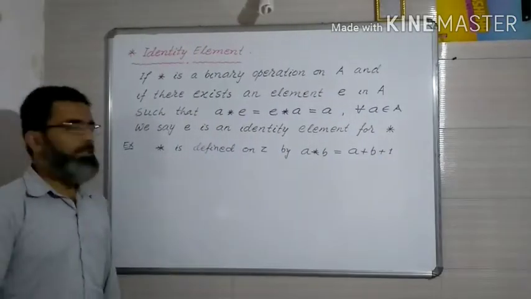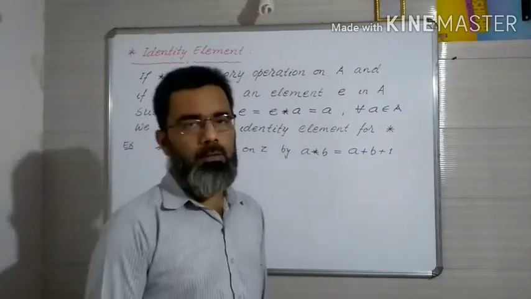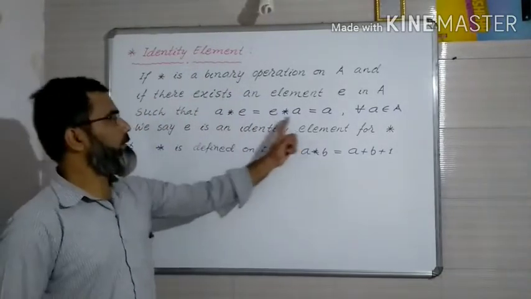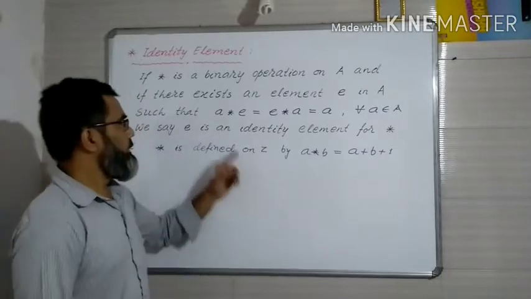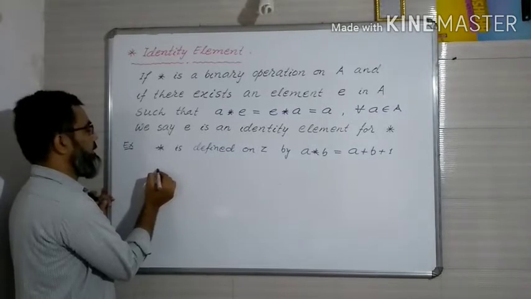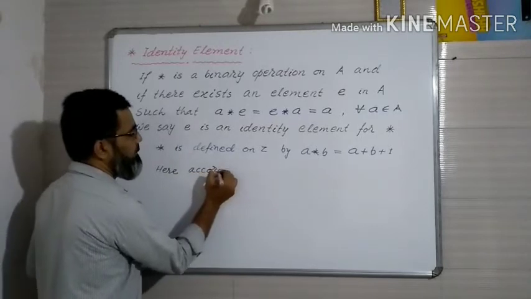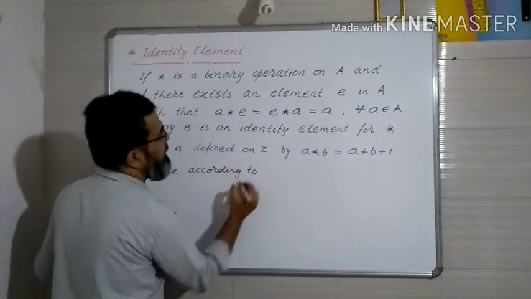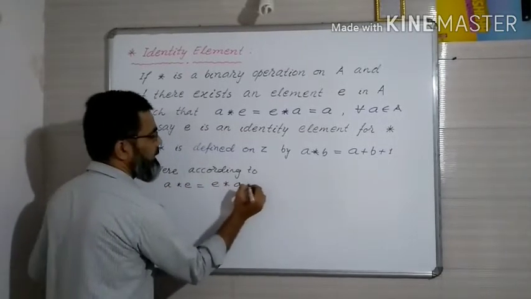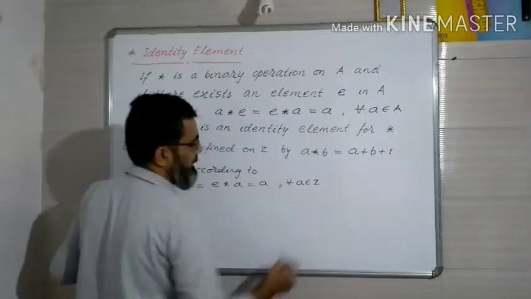Let us see what the example is. Star is defined on Z by A star B is equal to A plus B plus 1. Now we want to find the identity element. How will we find it? We will use this definition. So, applying this definition, we can write A star E is equal to E star A is equal to A for every A belonging to Z.